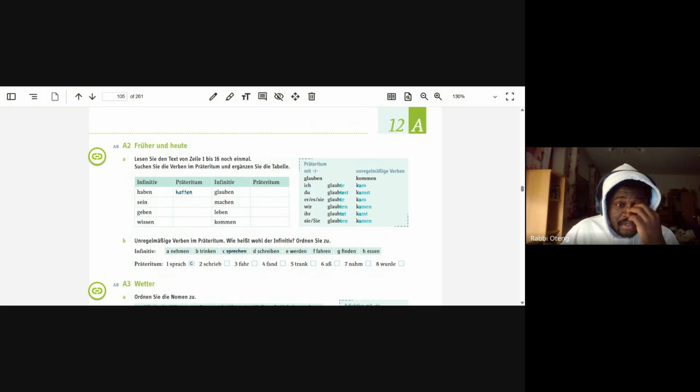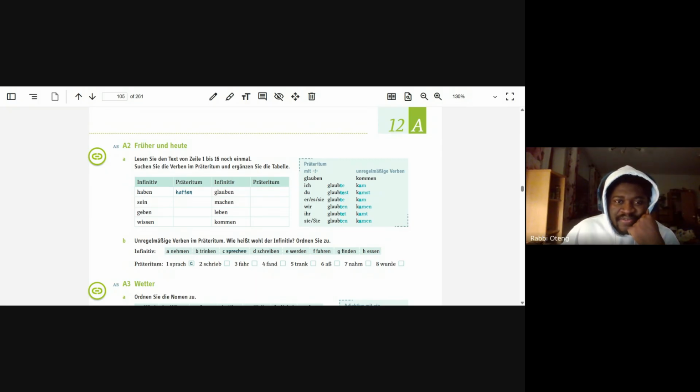Now, in this chapter, we have to know how the Präteritum is formed in the past tense. I told you that to form the Präteritum for regular verbs, you take away the en, then you add te to the verb. But there are some irregular verbs which you have to learn by heart.